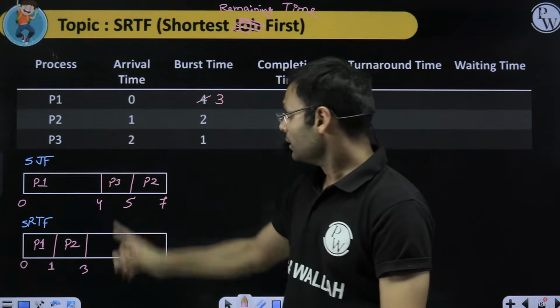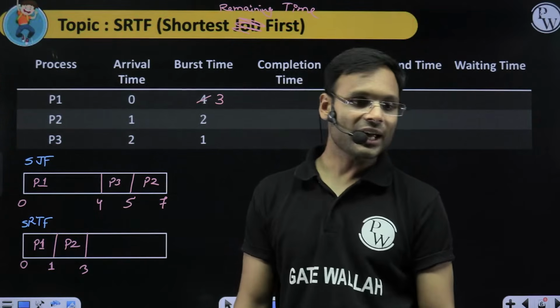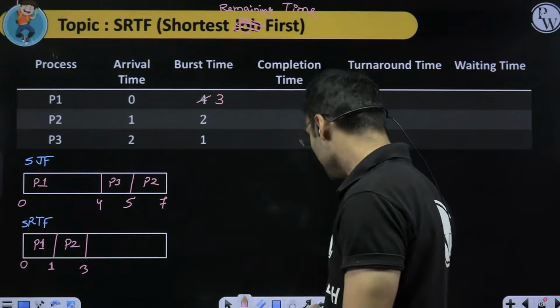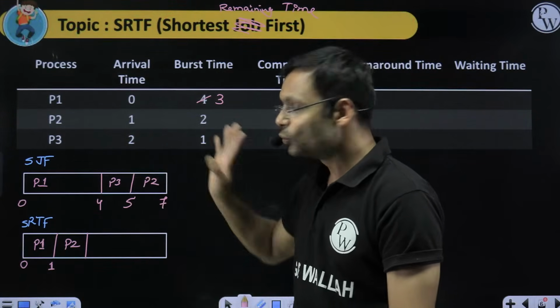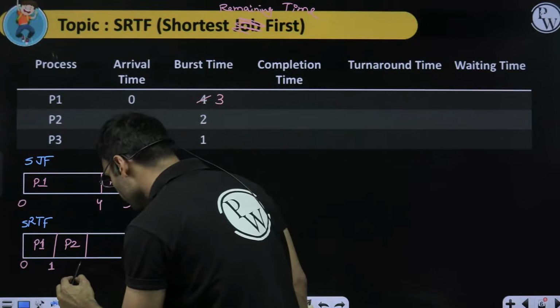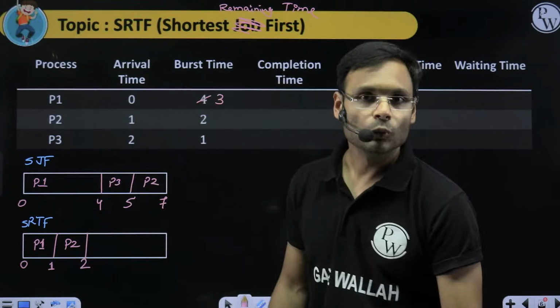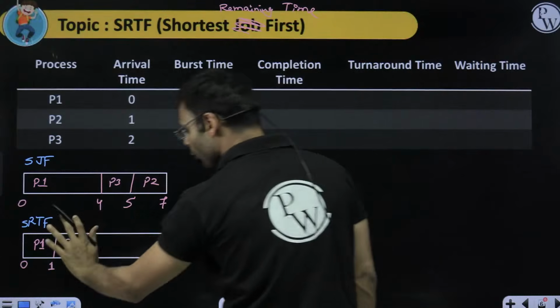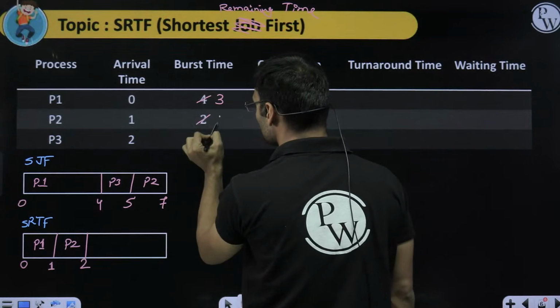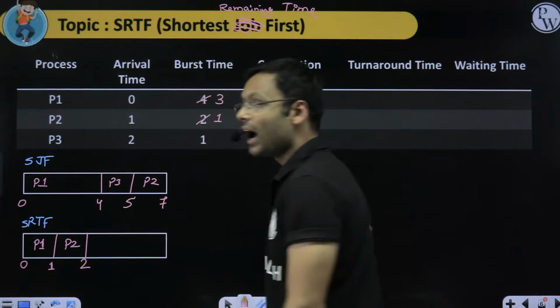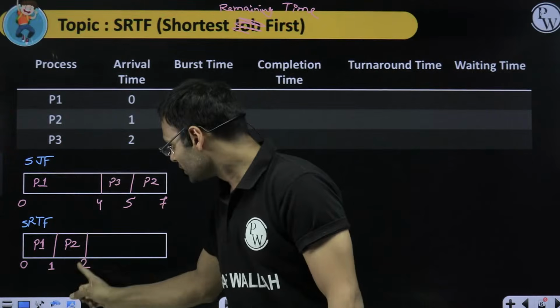But before 3, P3 arrives. Before 3, P3 arrives. So P3 arrives at 2 only. I will run P2 till 2, 1 to 2. For 1 duration, I have run P2. Its remaining time is 1. Now, at time 2, P3 arrived.